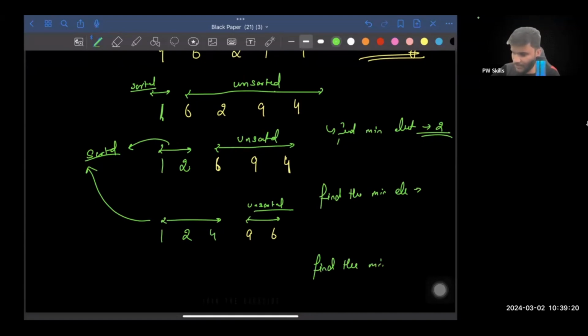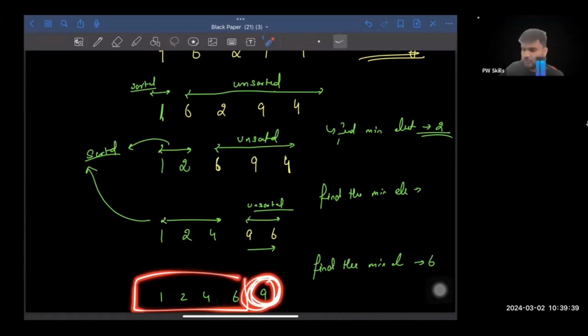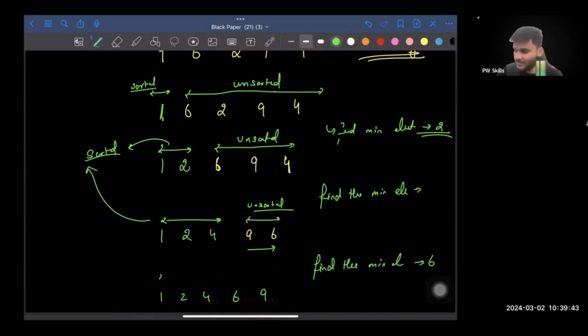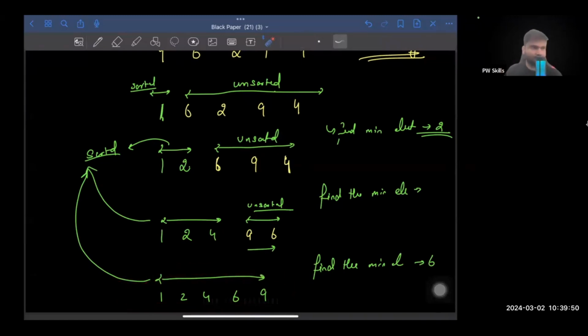Find the minimum element. What is the minimum element here? 6. What will you do? You will swap 6 with 9. 1, 2, 4, 6, and 9. The moment you do this operation up till this point, you will be having only one element left. When you only have one element left, then you can say everything is sorted. And can you see, we are able to arrange our data in increasing order, right?